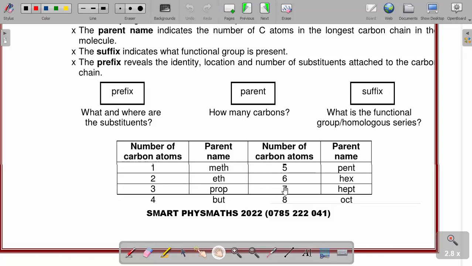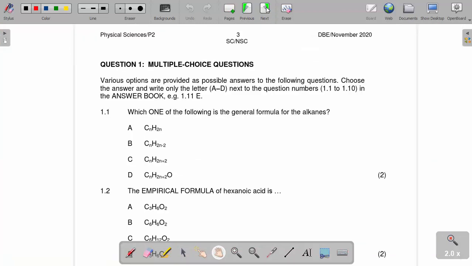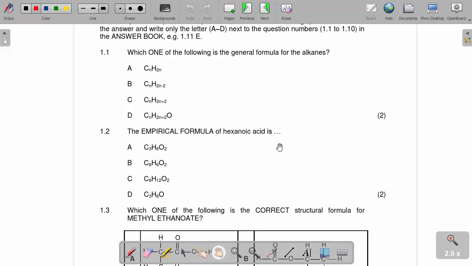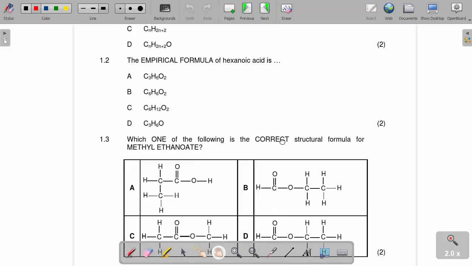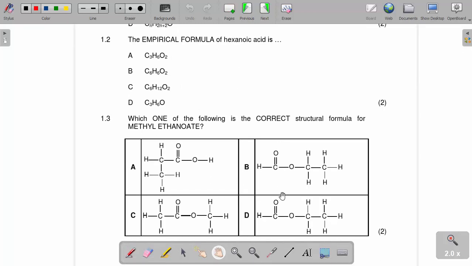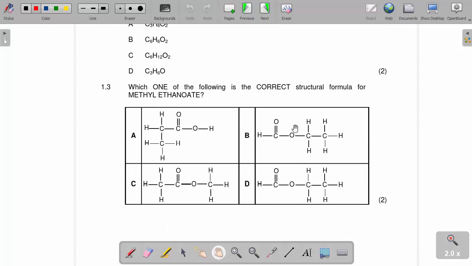So this gives us the parent carbons. In our next video, we are going to talk more about this, and if you are comfortable with what we have discussed, you can try to check out this one here. This was done in 2020, multiple choice. Work it out and we discuss the solutions in our extra classes, or you can inbox me if you have got your solutions.